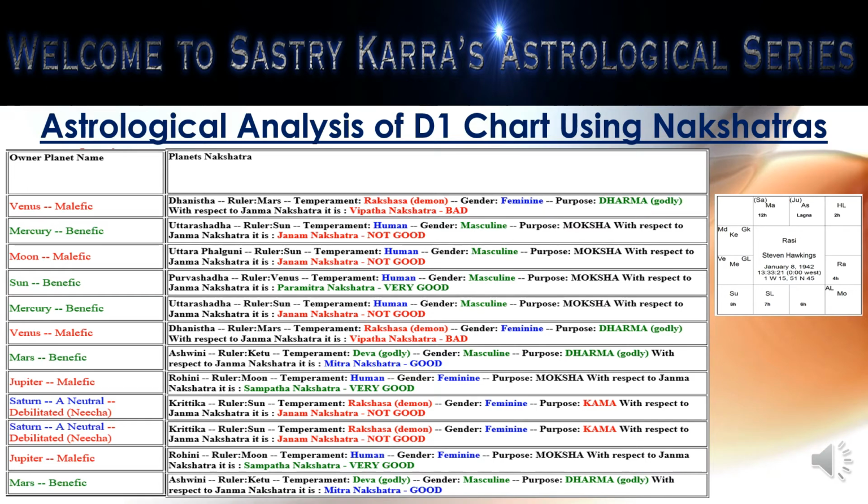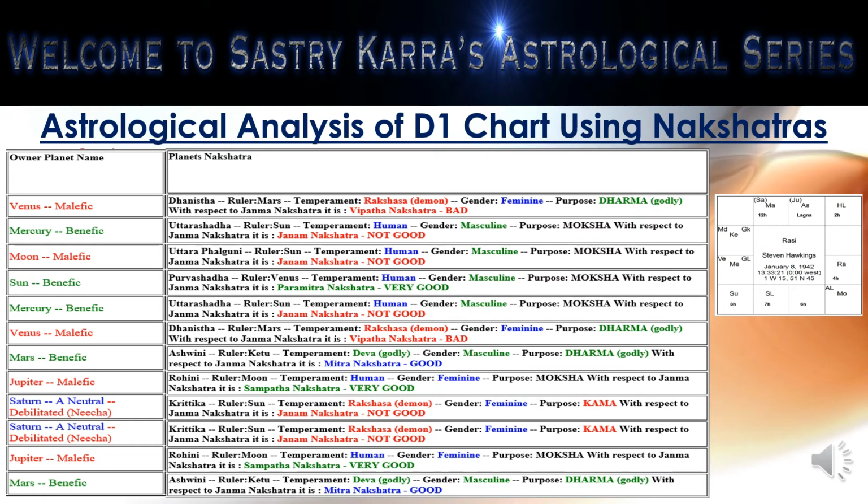So in which nakshatra is Venus residing? It's residing in the nakshatra owned by Mars. So you can understand how the native's health will be. And now with respect to Janma nakshatra, which is Uttara Falguni, Dhanishta is Vipata nakshatra. Vipata nakshatra means it's bad. So that means the 1st house lord is residing in a nakshatra which is bad with respect to Janma nakshatra.